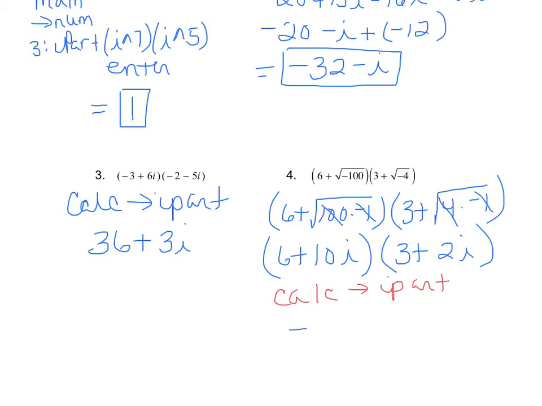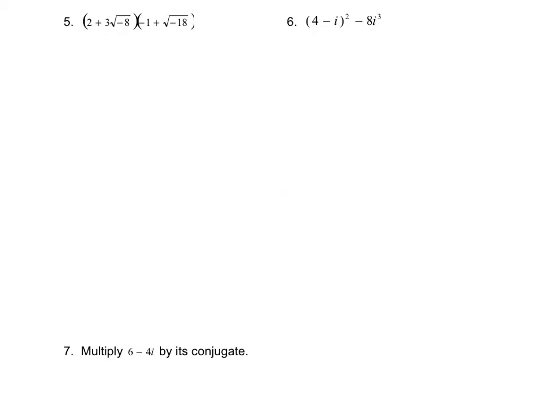And hopefully you ended up with -2 plus 42i. Okay, let's move on to a couple more. With number 5, we can't use I part because we have radicals, so we're going to see what we can do to simplify those radicals.